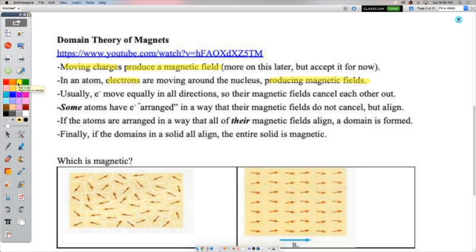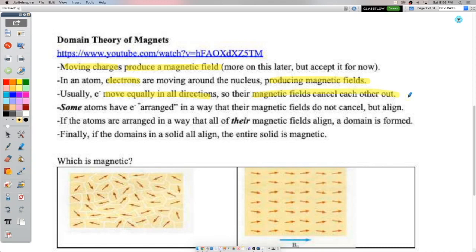Like they said in the video, right? Since moving charges produce an electric field, and in an atom, electrons are just kind of whizzing around all over the place, they're making a whole bunch of magnetic fields, right? Now, in most materials, they move equally in all directions. So overall, what do you get? You get all those electric fields making magnetic fields, but they cancel each other out because it's completely random, right?